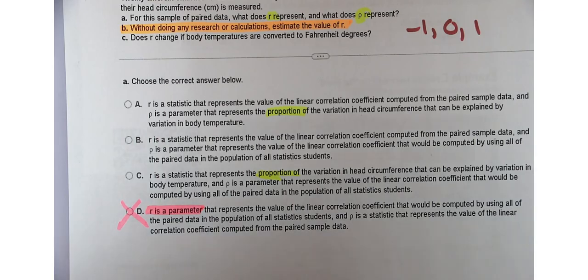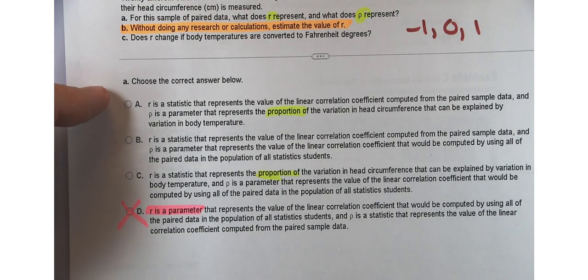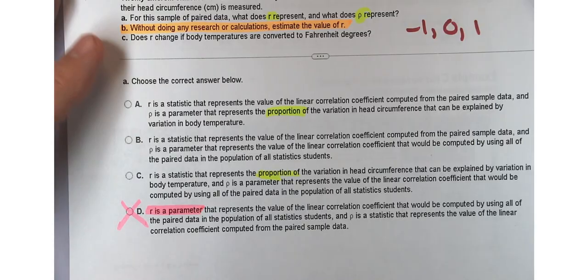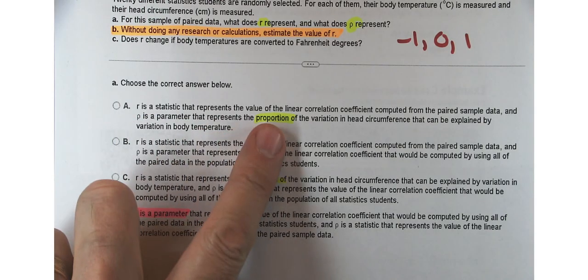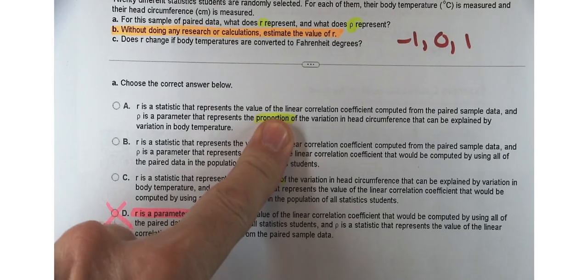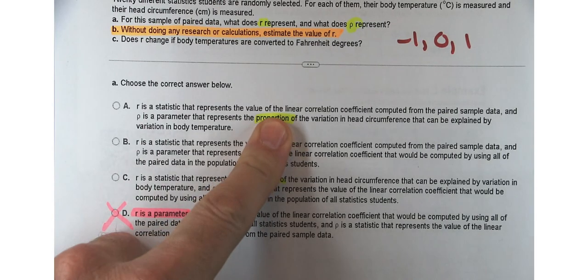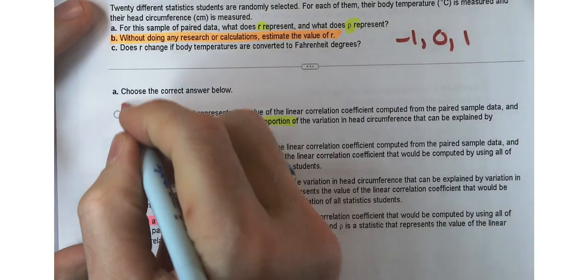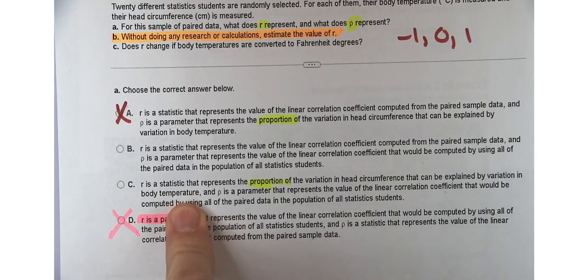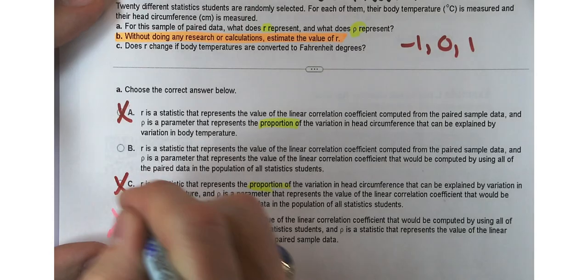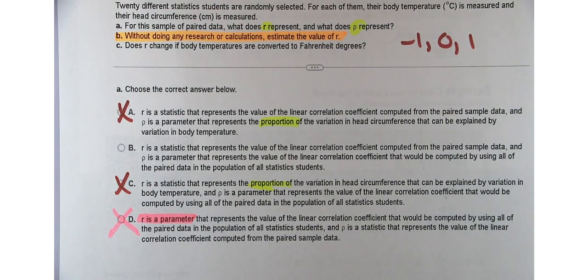And up here in problem A, they explain R pretty good. They said R is a statistic that represents the value of the linear correlation coefficient computed from the paired sample data, and rho is the parameter that represents the proportion of variation. Wait, back up. The proportion of variation? No, that's not right. So, hasta la vista, baby. C, R is a statistic that represents the proportion of variation. Stop there. It's not anything about the proportion of variation. That's getting close to the R squared that we'll study in section 10.2.